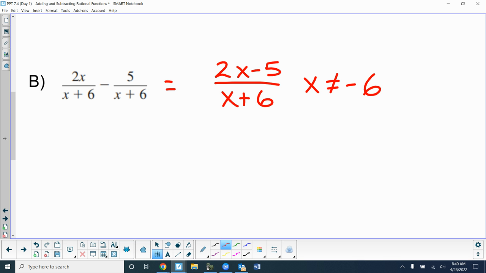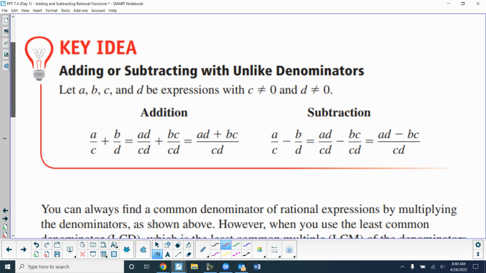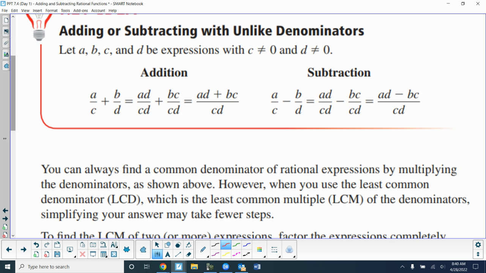So those are real easy when they already have a common denominator, right? Just add the numerators. The hard part for kids is finding the common denominator, all right? So that's what we're going to show you now. I can't add these until I get a common denominator. And all they're basically doing is multiplying those two together, right? And then once you get the common denominator, you can add the numerators or subtract the numerators, depending what you're supposed to do.